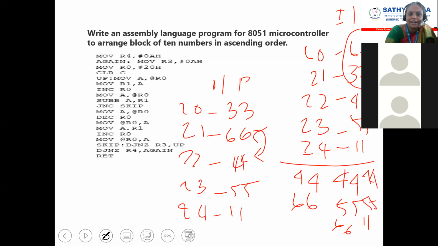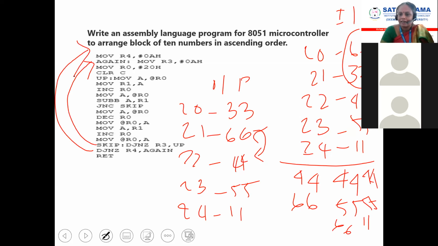That is one rotation, and that is the internal loop. Then it will check the external loop. Are you clear? Here, what instruction is mainly used to compare? SUBB. I will subtract the first two values, and if the carry flag is set, I have to swap the data. If the carry flag is not set, then I will move on to the next data.